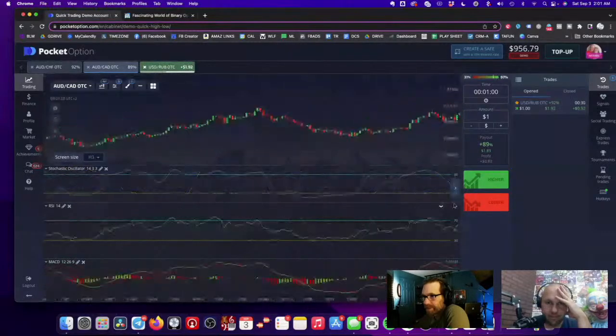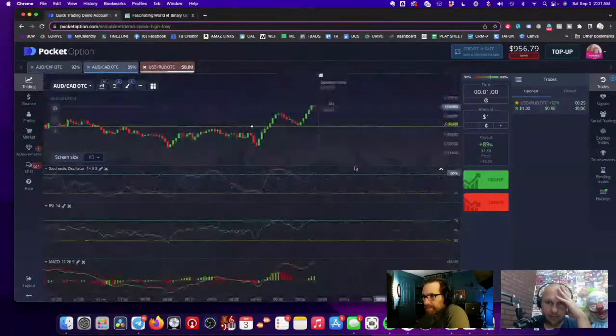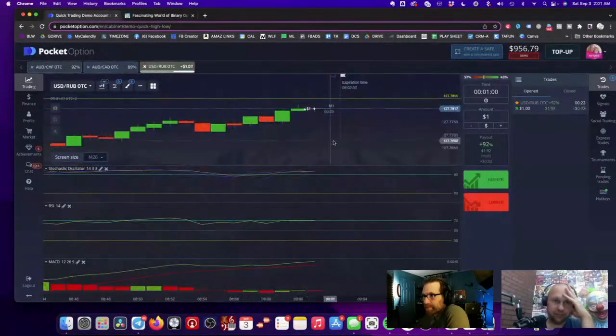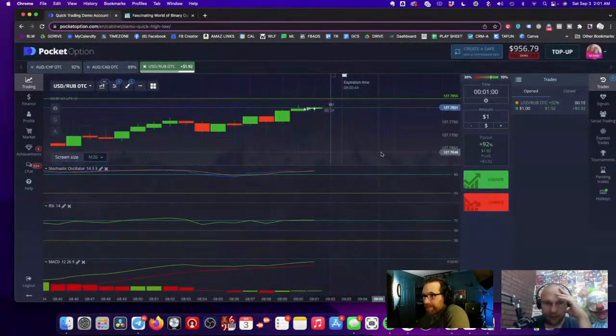There's no level above it. It's just got to wick out and then it goes up. It's going to go up for like 5 more candles. My USDRUB, I won my first one, and I'm going to win my second one. Okay, I'm in the money now. Well, now I'm out of the money.